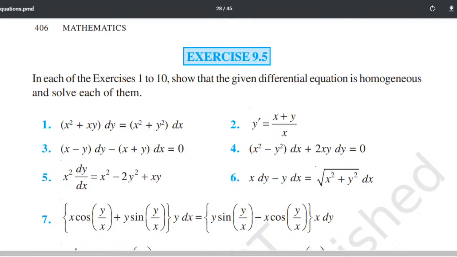x cos y upon x plus y sin y upon x, whole bracket y dx is equals to y sin y upon x minus x cos y upon x, whole bracket x dy. Okay, this is the equation.